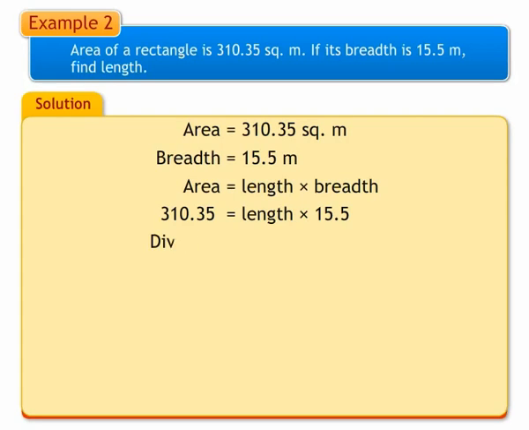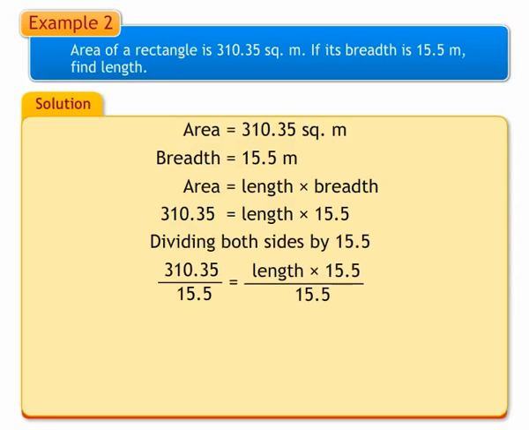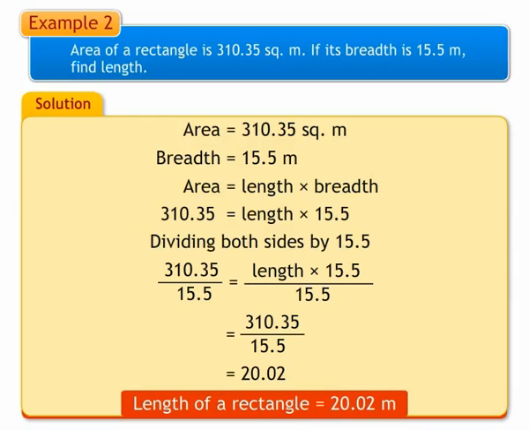Dividing both sides by 15.5, we get 310.35 upon 15.5 is equal to length into 15.5 upon 15.5. Therefore, length is equal to 310.35 upon 15.5, which is equal to 20.02. Therefore, length of a rectangle is equal to 20.02 meters.